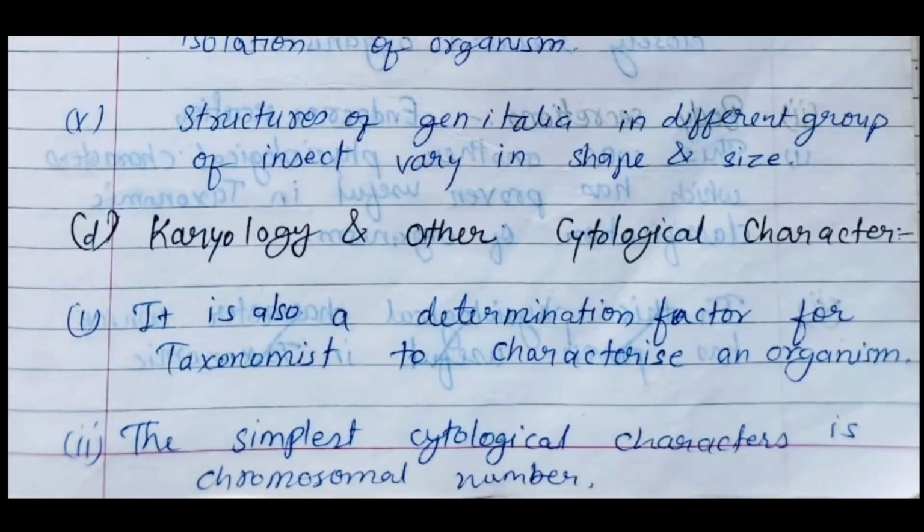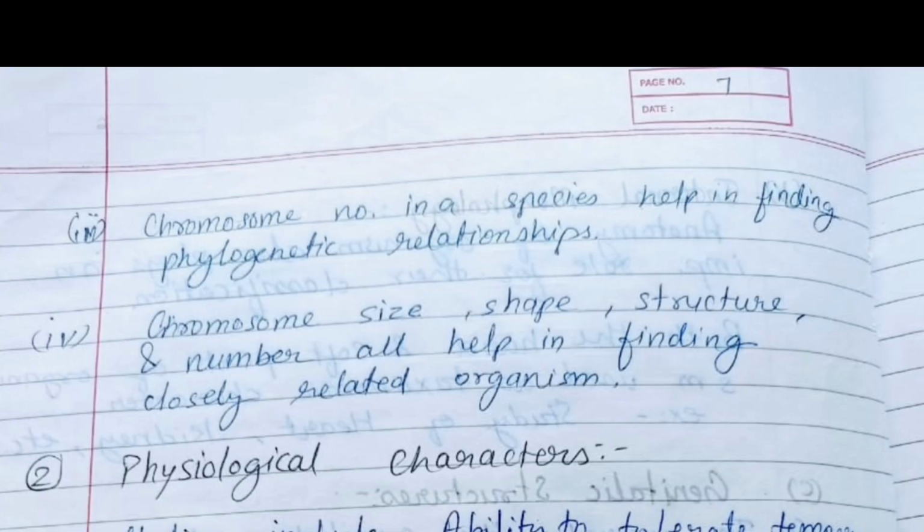Karyology and other cytological characters. It is also a determining factor for taxonomists to characterize an organism. The simplest cytological character is chromosome number. Chromosome number in a species helps in finding phylogenetic relationships. Chromosome size, shape, structure, and number all help in finding closely related organisms.